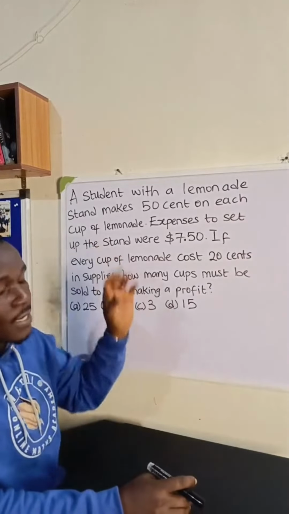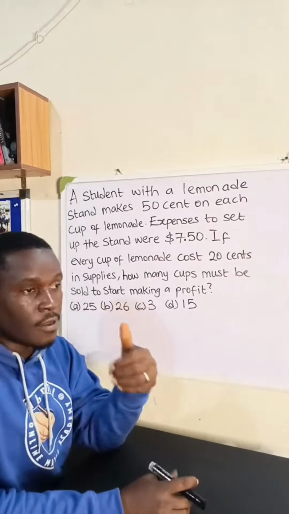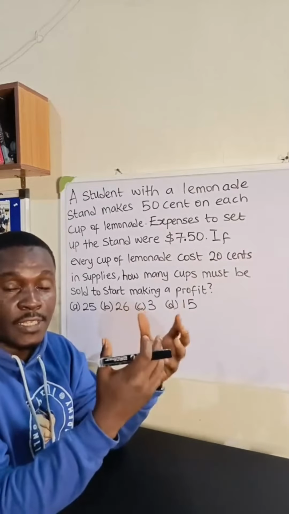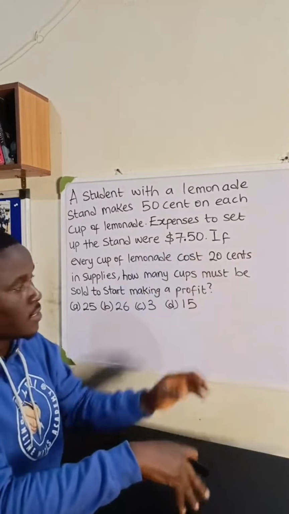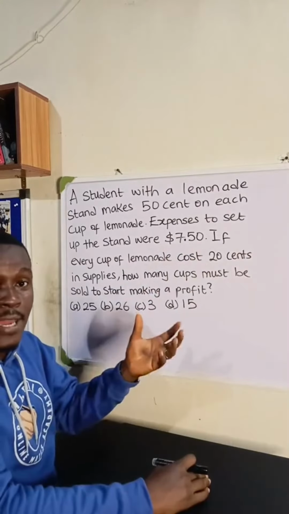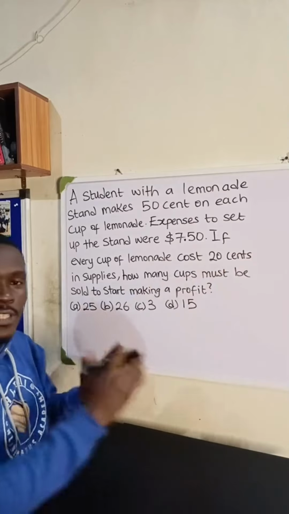So this particular student sells lemonade at 50 cents per cup, right? But before the student started selling the lemonade, he or she set up the stand for $7.50. And we are told that the expense on supplies is 20 cents per cup. So what is the actual profit?